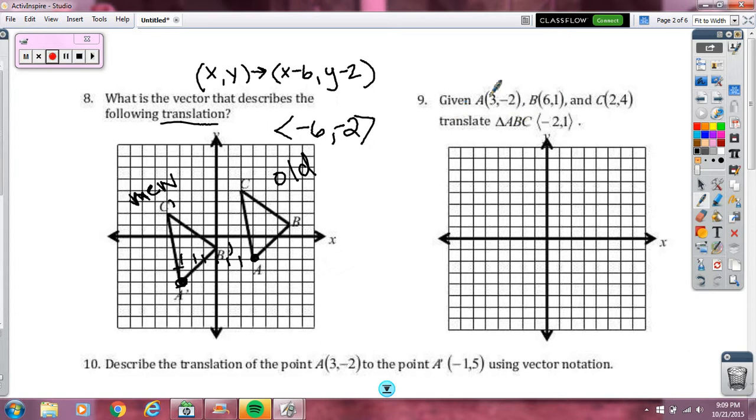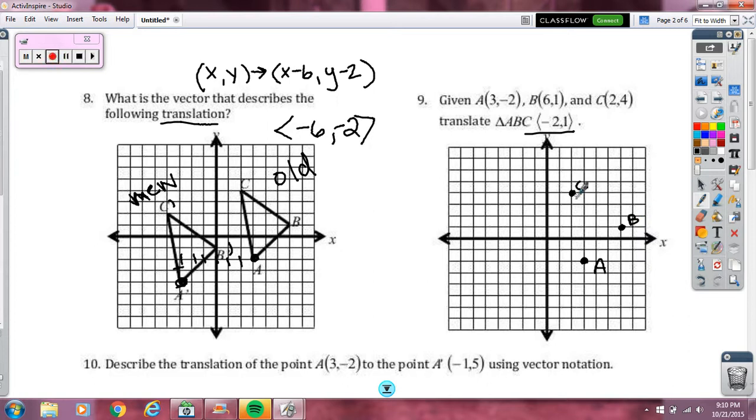All right, next one, I'm being given the points 3, negative 2, 6, 1, and 2, 4, and I'm supposed to translate them using this vector. So let's graph those. So 3, negative 2, 6, 1, and 2, 4.